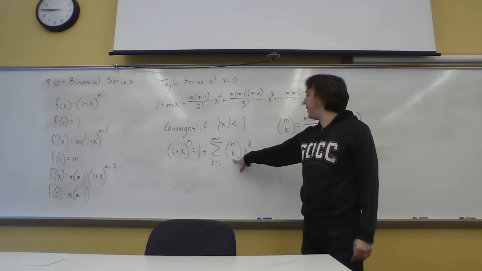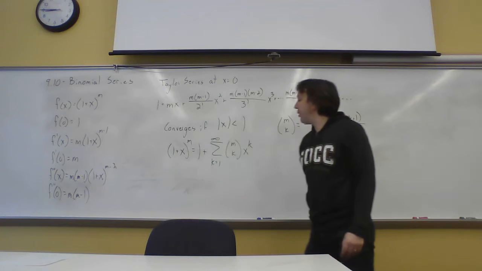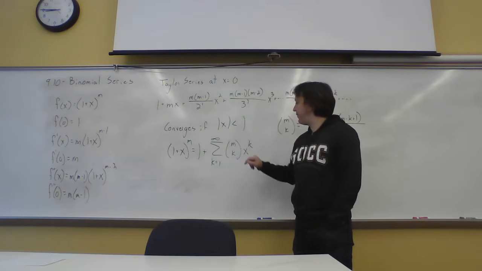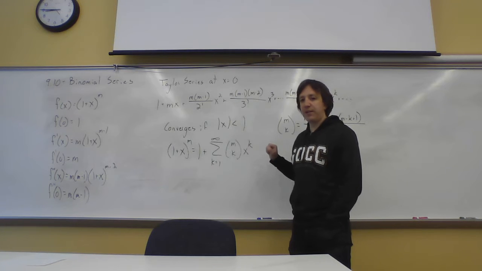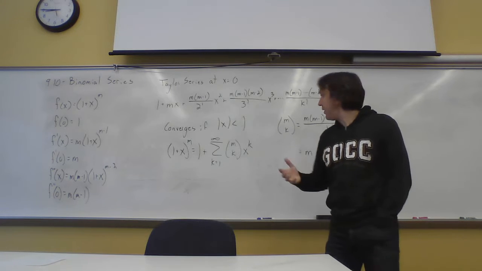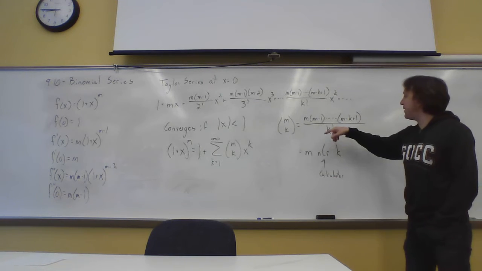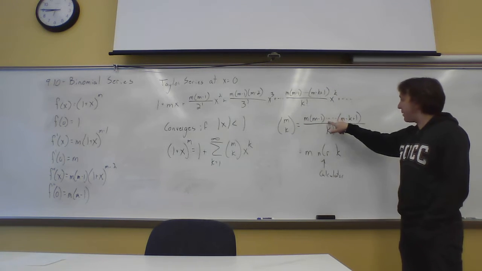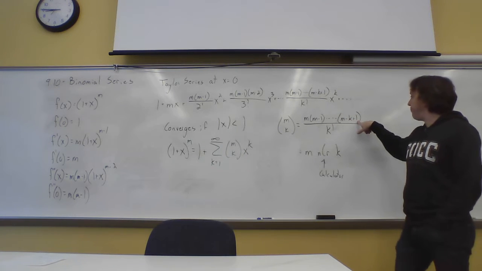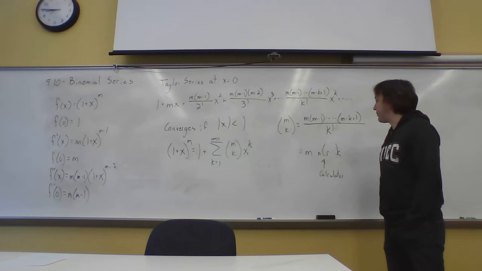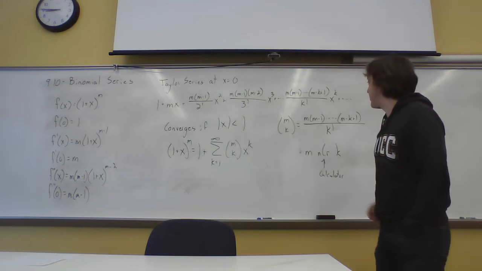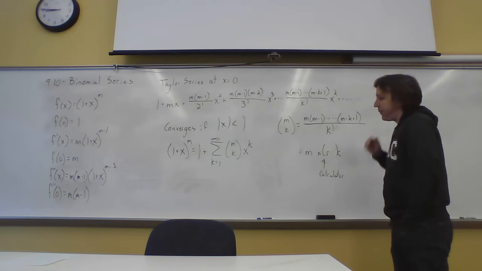So we can say then that 1 plus x to the m is equal to 1 plus the sum of k equals 1 to infinity of this thing that we're going to talk about in just a second. This is m choose k times x to the k power. So this m choose k is equal to m times m minus 1 times m minus 2 all the way out to m minus k plus 1, all over k factorial. And that's just what it is. It's a notation that we have.